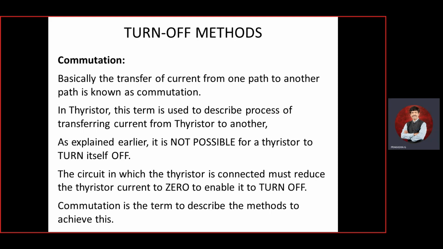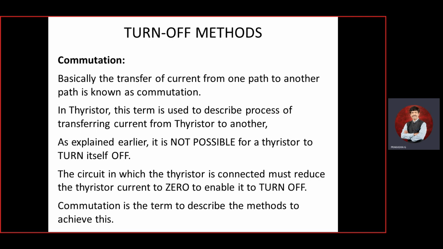In thyristors, this term is used to describe the process of transferring current from one thyristor to another thyristor. Basically, we will have a circuit with some components. The current is flowing in one path, and we may change that to another path. That is commutation. But when you're using a thyristor, the process of transferring the current from one thyristor to another thyristor is called commutation. That is the difference. The basic definition is changing the path of a current.